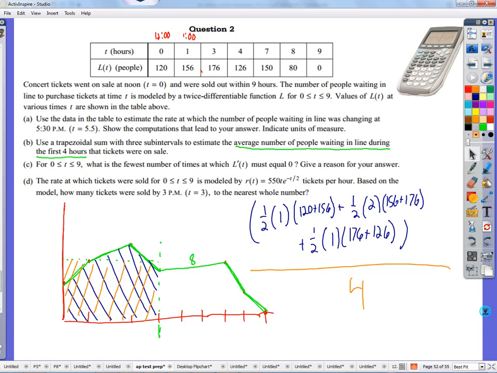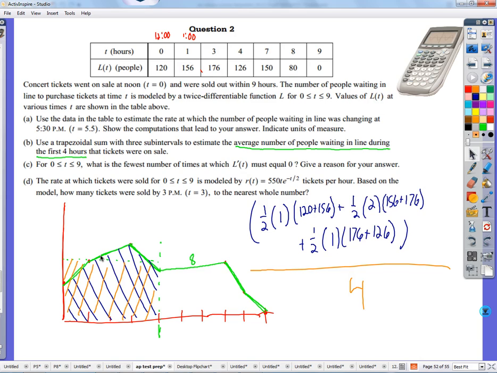Fewest, so that the 1, 2, 3. L prime must be 0. L prime being the slope, the derivative. So where does the slope have to be 0? Somewhere around 3, right?